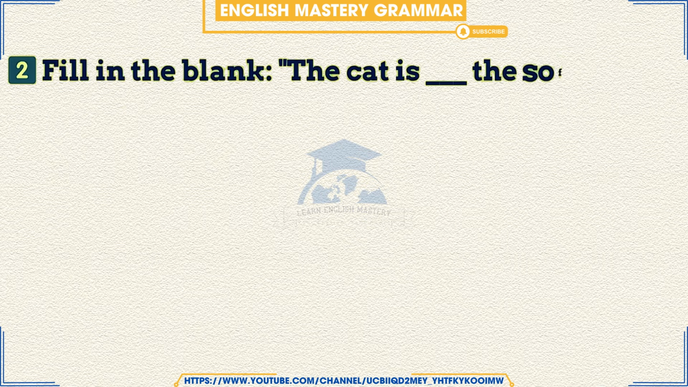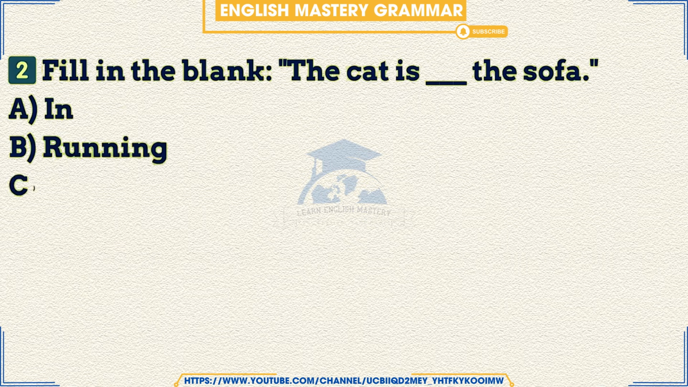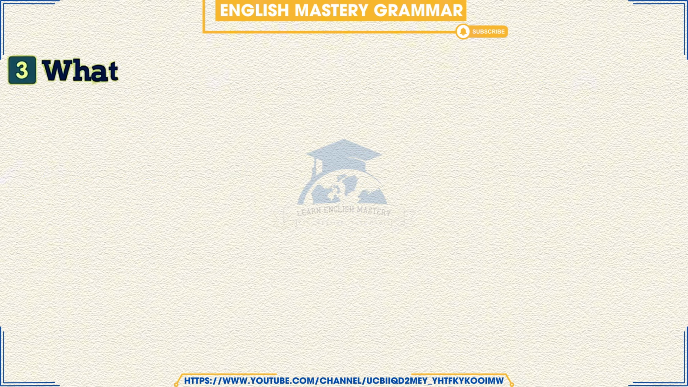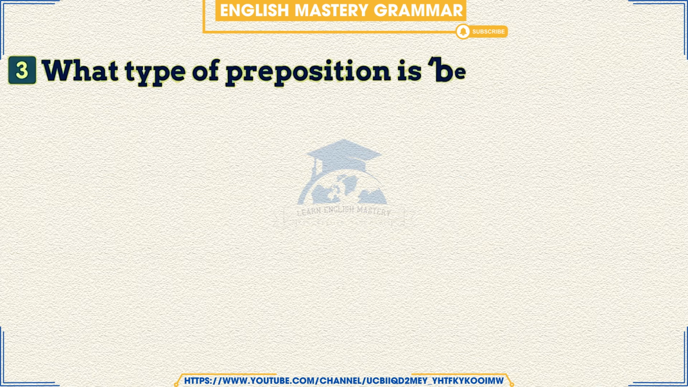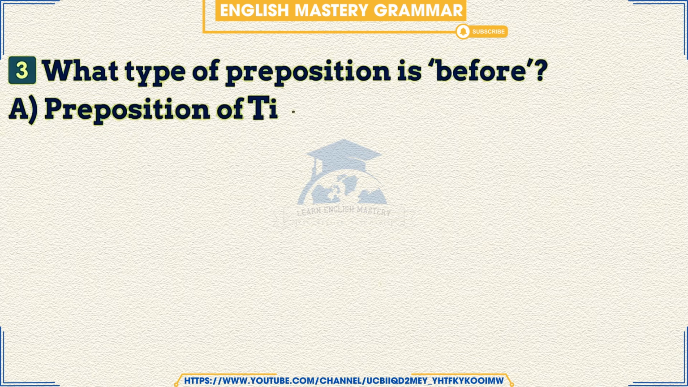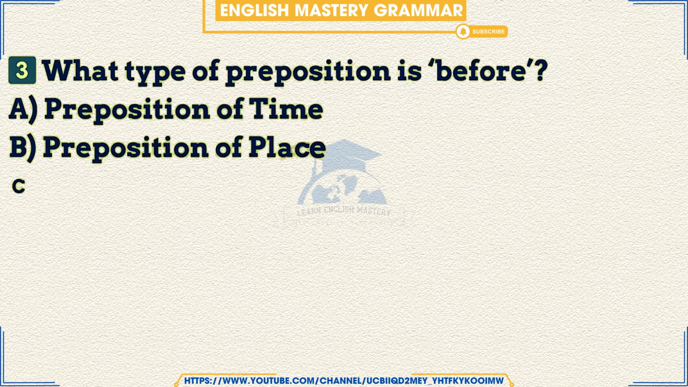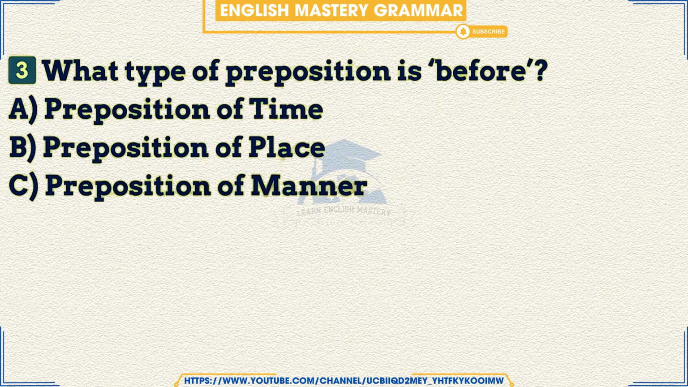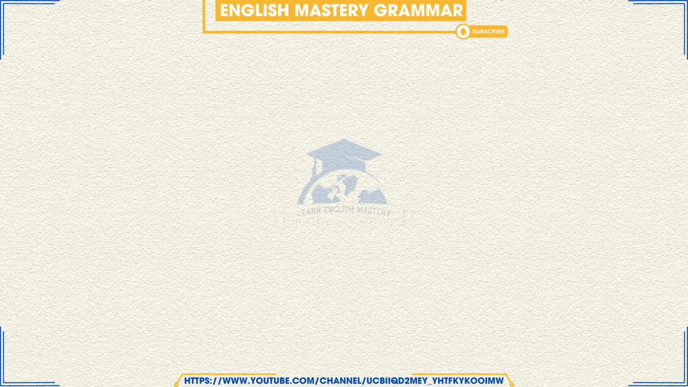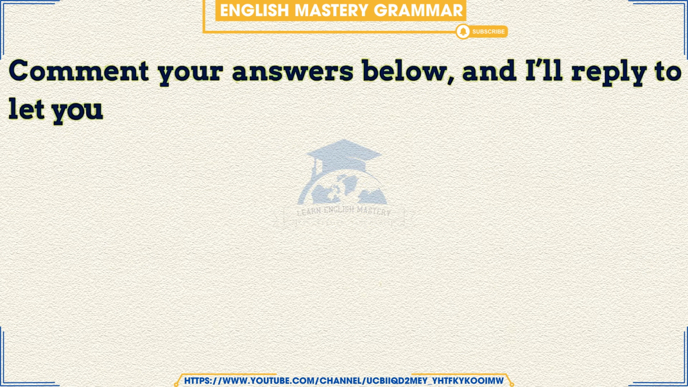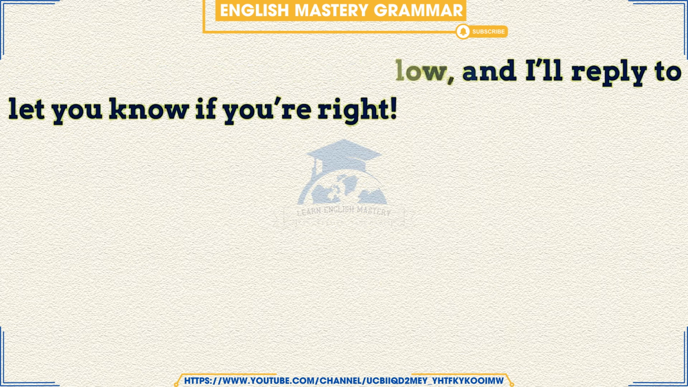The cat is prowl the sofa. A. In. B. Running. C. Happily. 3. What type of preposition is before? A. Preposition of time. B. Preposition of place. C. Preposition of manner. Comment your answers below, and I'll reply to let you know if you're right.